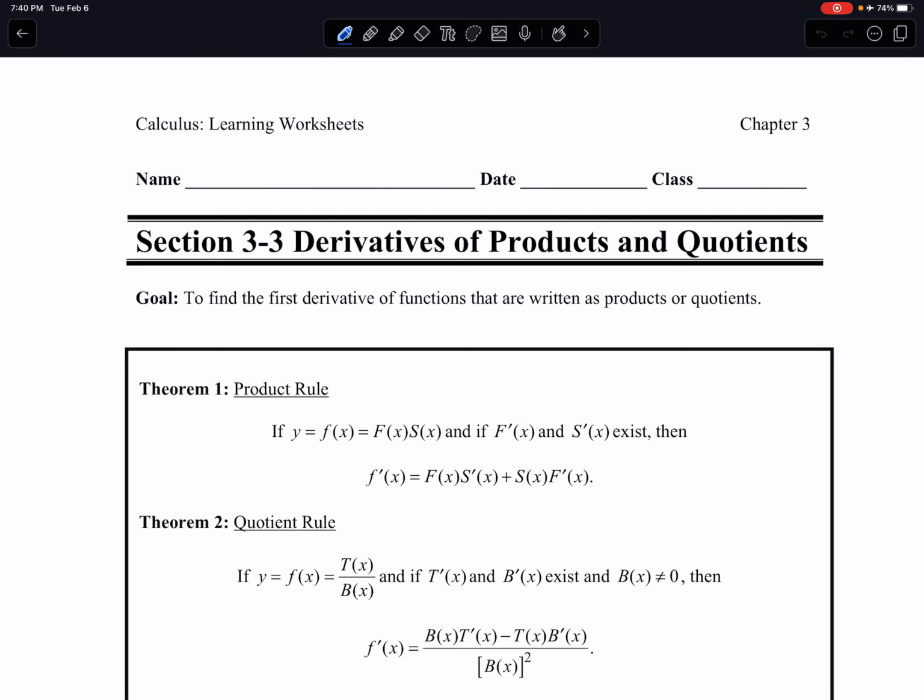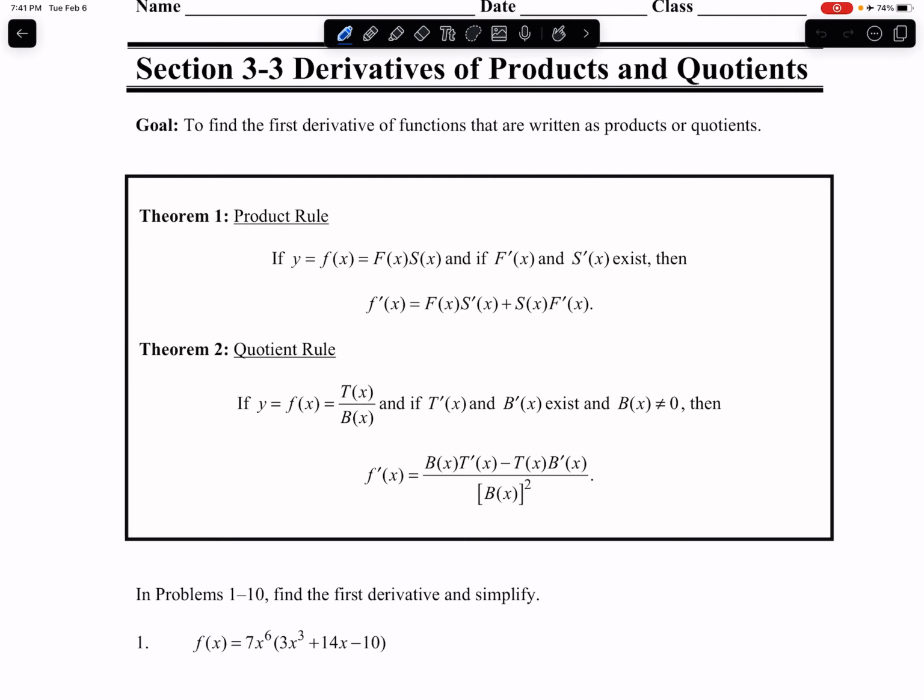Welcome to section 3.3, derivatives of products and quotients. Our goal today is to find the first derivative of functions that are written as products or quotients. So we'll be going over two new rules for finding derivatives today. Our first one is product rule.